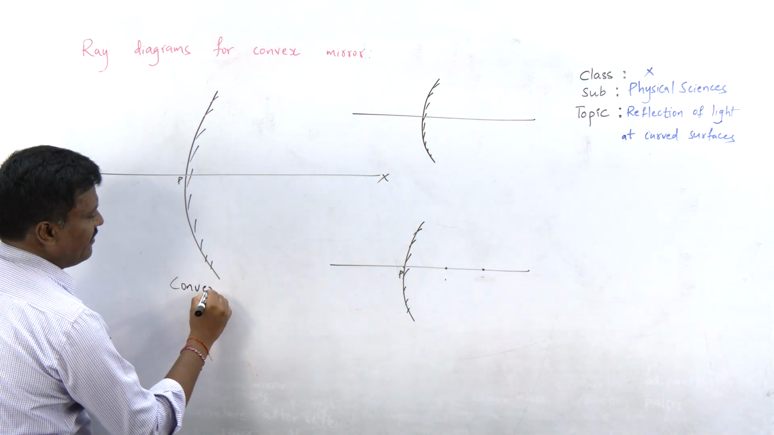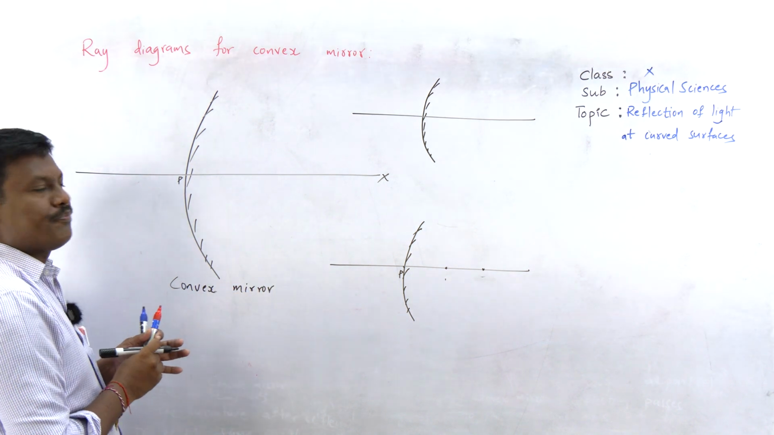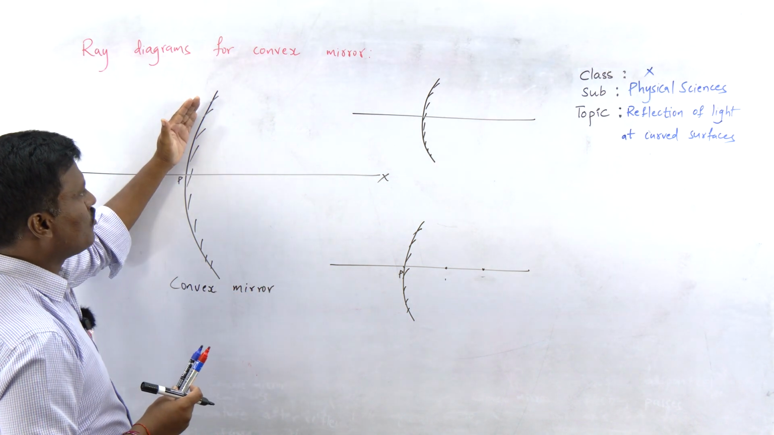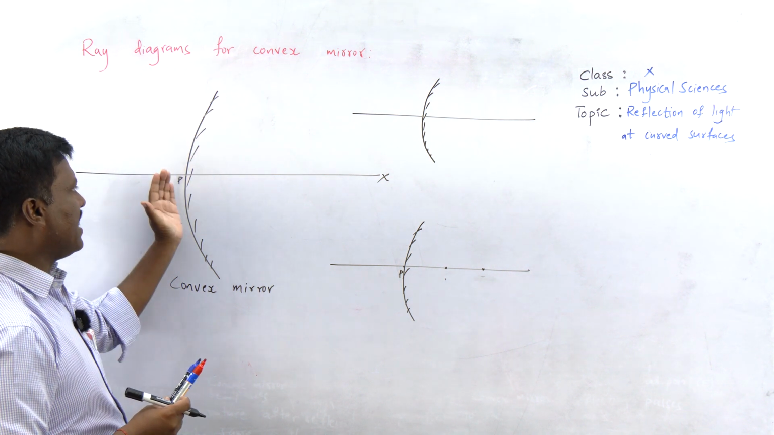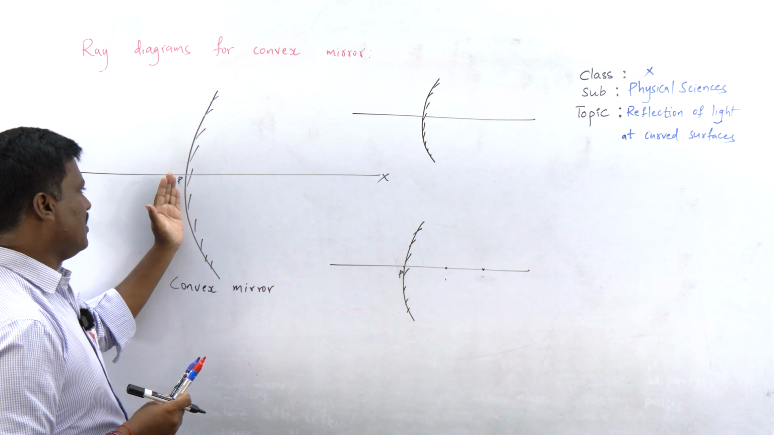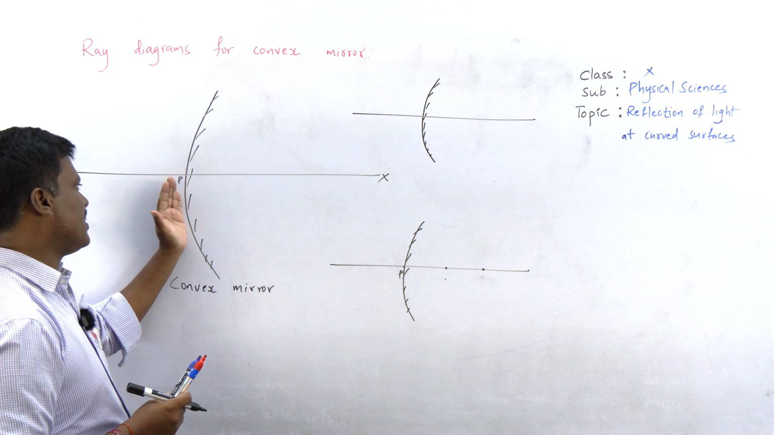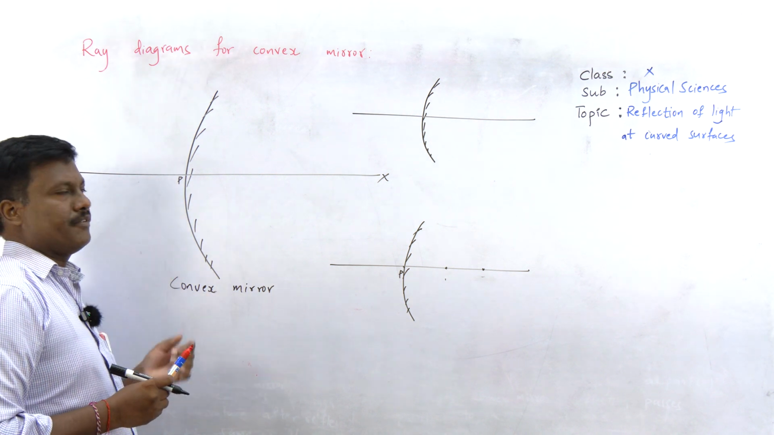We know that convex mirror and concave mirror have curved surfaces. This is the inward surface, this is the outward surface. When the inward surface is silvered, the outward surface acts like a mirror. The surface of the mirror which acts like a mirror and bends outwards is called a convex mirror.